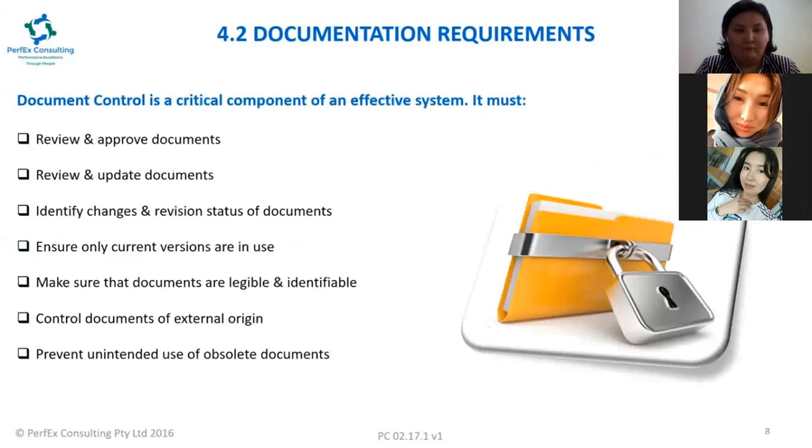Document control is a critical component of an effective system. You must review and approve documents, review and update documents, identify changes and revision status, ensure current versions are in use, make sure that documents are easily identifiable, control the documents of external origin, and prevent unintended use of obsolete documents.